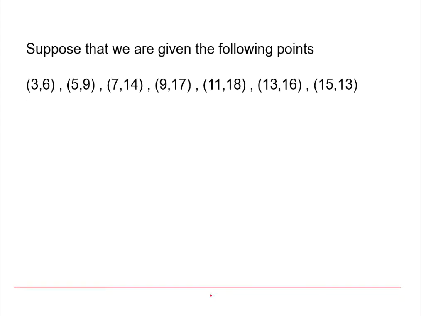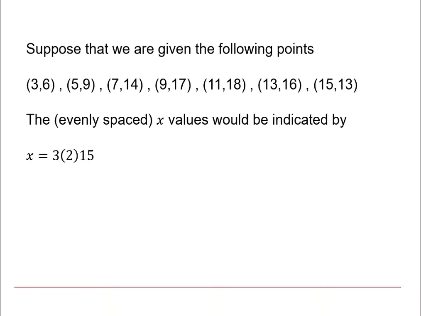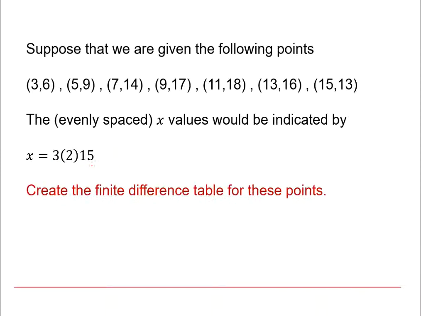Now here we have a more complicated case with many more points, and notice that as always, the x values are going up by a constant amount, which is 2 in this case. So this would be indicated by this notation here. So we're starting at 3, going up by 2, and then the last x value is 15. And so you might like to pause the video and have a go at creating the finite difference table in this case.